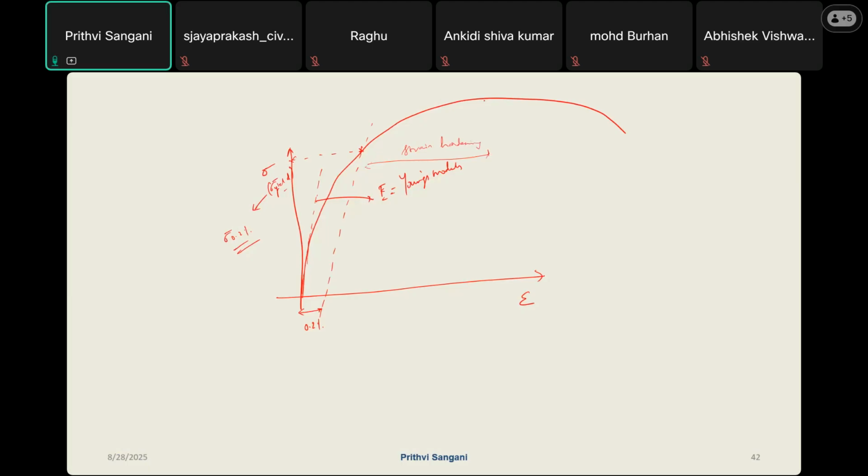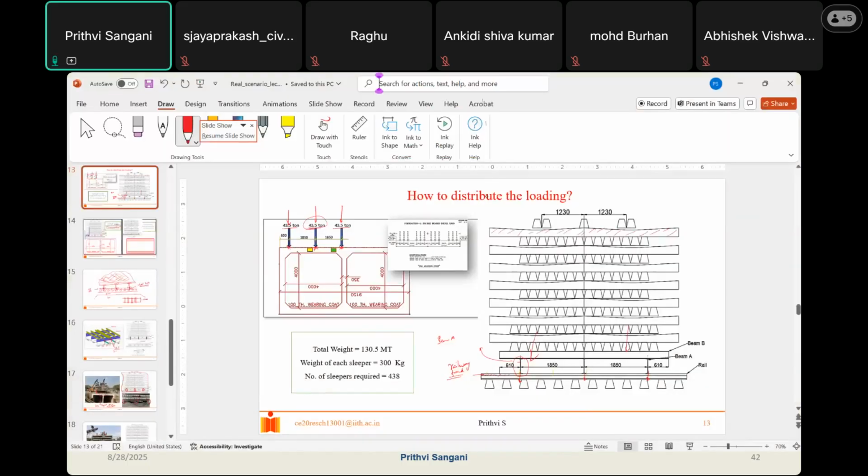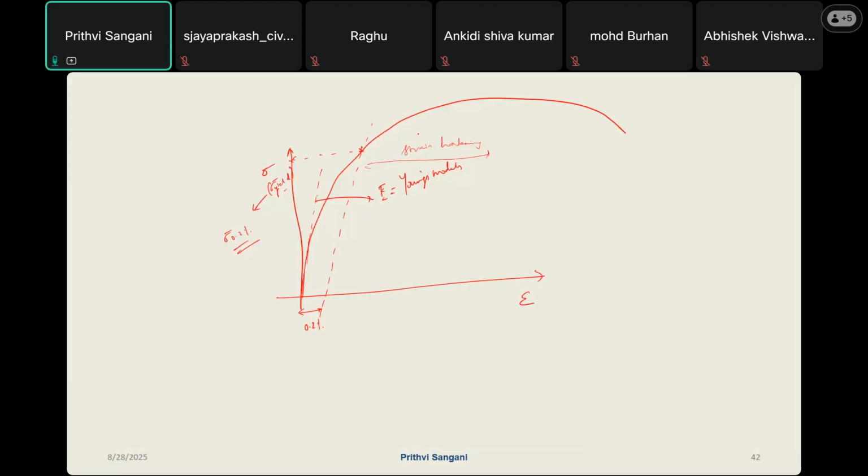From this point, this is your maximum ultimate stress as well as your ultimate strain. This strain corresponds to your ultimate stress. And after that, once the stress starts to drop, it's called softening.